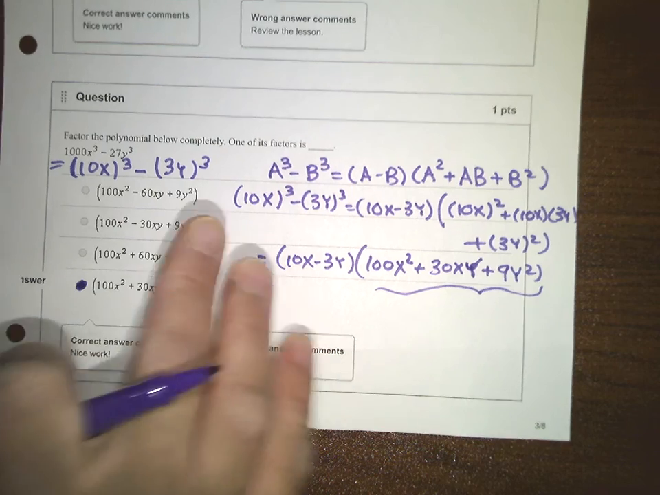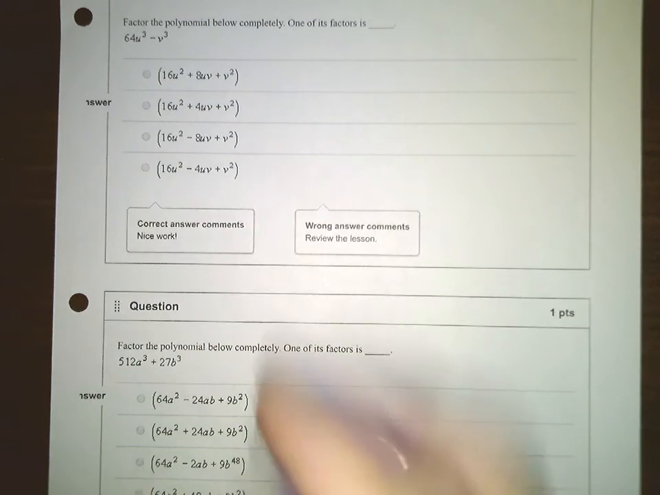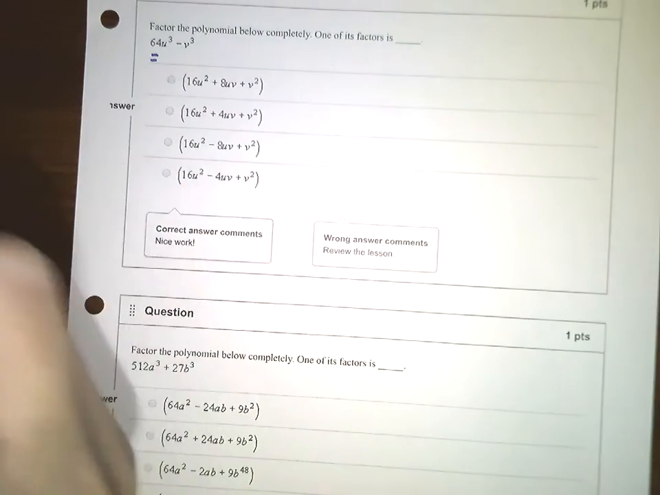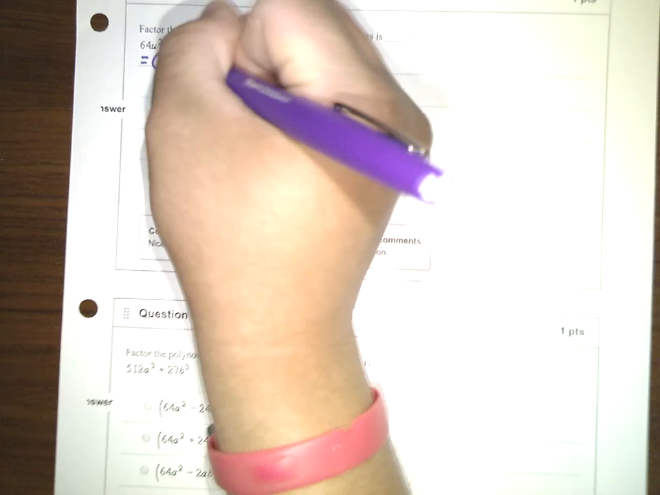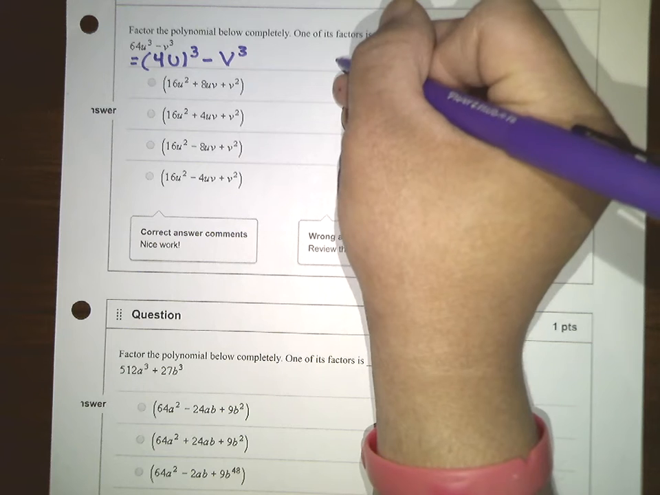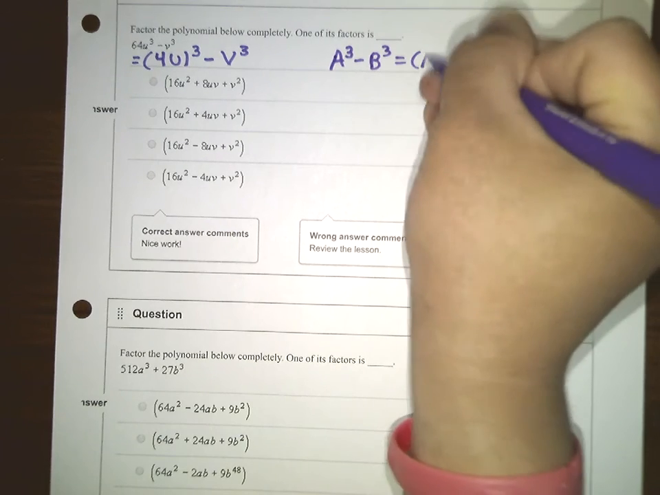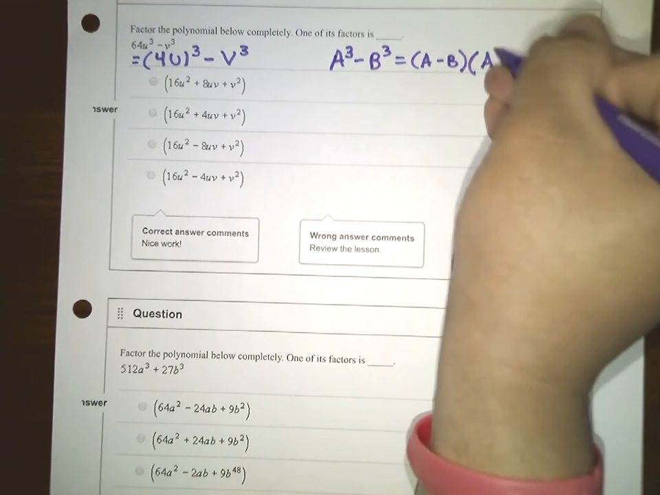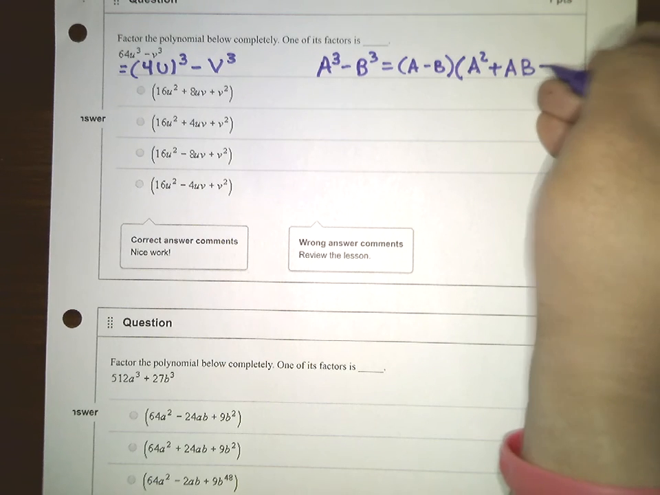All right, let's try another example here. We have 64u to the third minus v to the third. So this one might seem a little trickier to you, but it's really not, because 64 was 4 to the third. So I have 4u to the third minus v to the third. So I use the formula, just like before. A cubed minus b cubed is a minus b times a squared plus ab plus b squared.